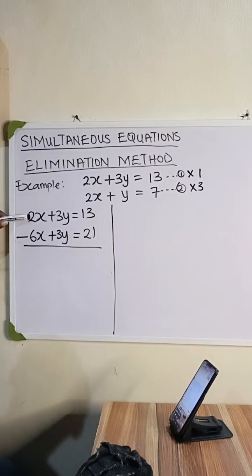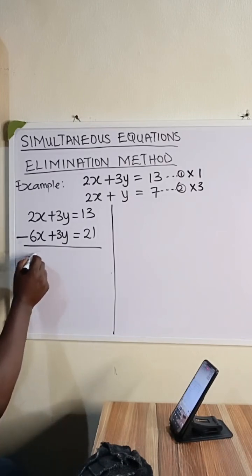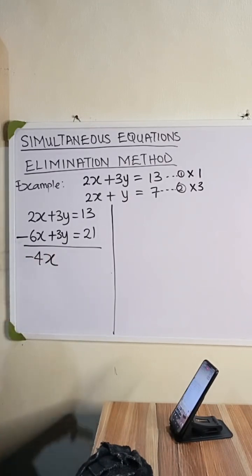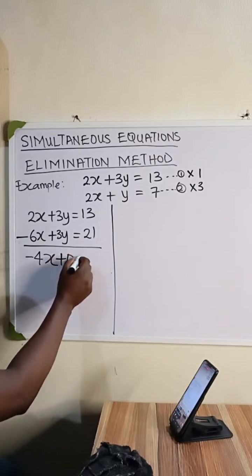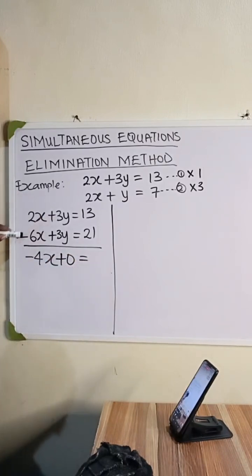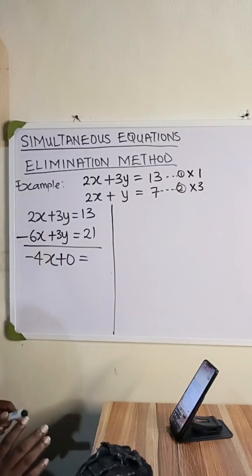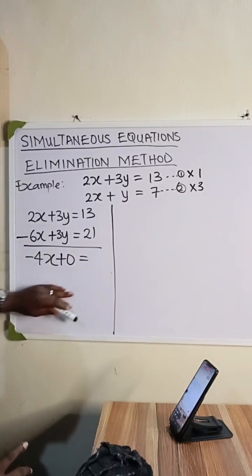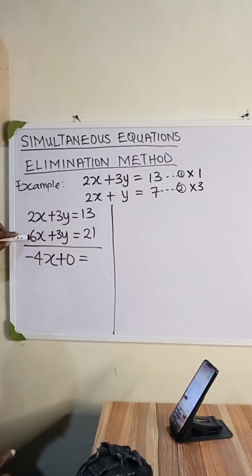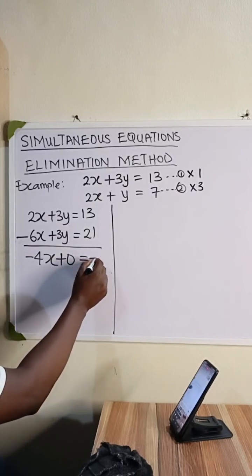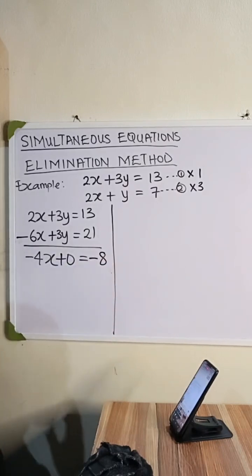Okay, so now we have 2x minus 6x. That will give us minus 4x. And from what we've done before, plus 3y minus plus 3y will give us 0, because we've done that before. Then 13 minus 21. That will give us minus 8.